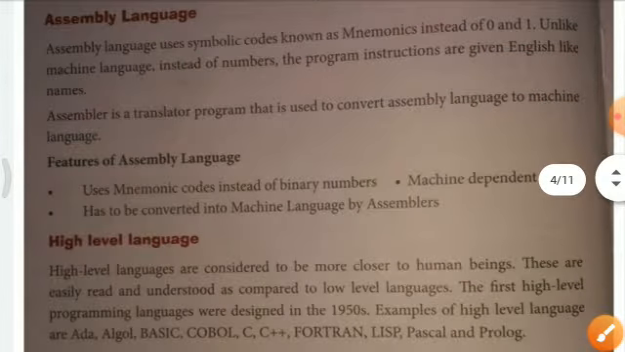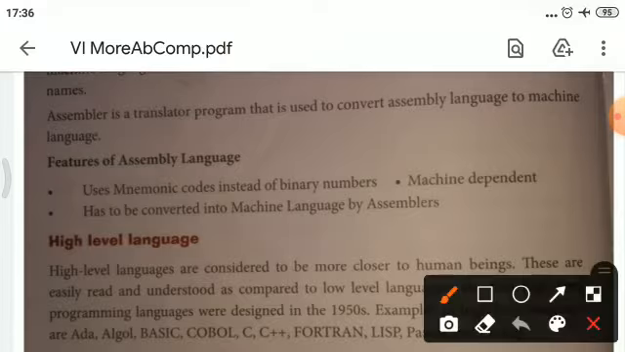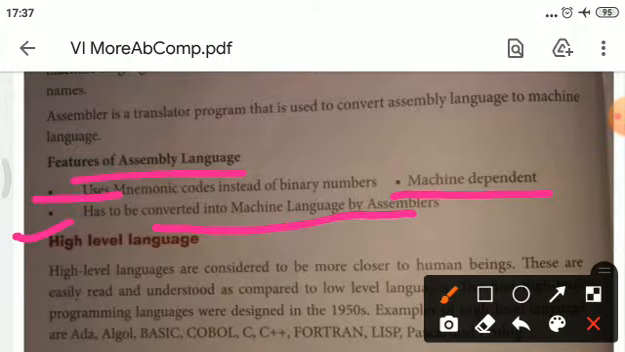And now we will talk about features of assembly language. It uses mnemonic codes instead of binary numbers. Yes, students, in assembly language we use mnemonic codes instead of binary numbers. Second, this is also machine dependent, just like machine level language. And next, it has to be converted into machine language by an assembler. Okay, students, here we need a language translator, that is an assembler.